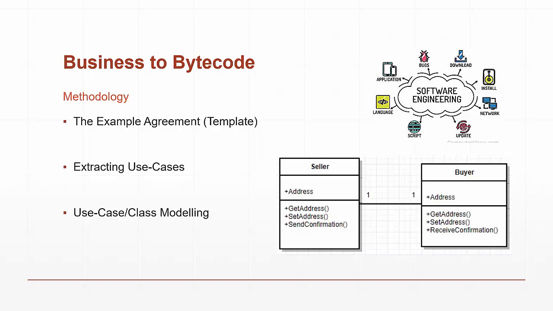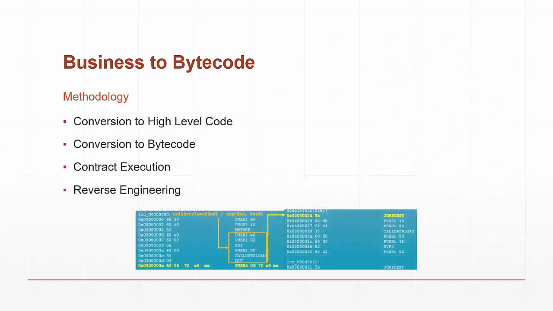As you can see, what was found from the natural language toolkit really only generated one class with a one-to-one in this case for a single asset and a single purchase. Both sides require an address, so one's a seller, one's a buyer, and in both cases we need to get and set addresses, and one needs to send a confirmation and one needs to receive a confirmation. Now again, a number of tools exist for taking a use case diagram or a class diagram and changing that into high-level programming code.